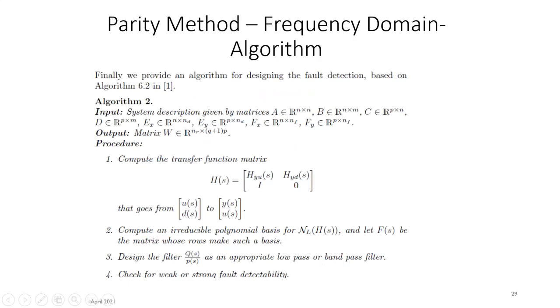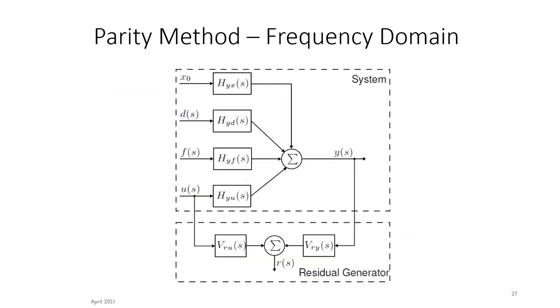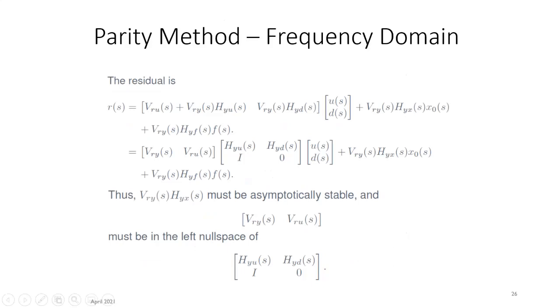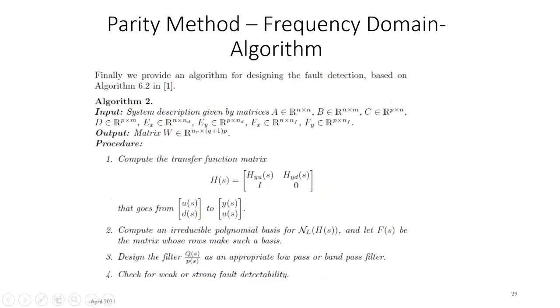So if I want to summarize the algorithm, you need to compute the transfer function, this transfer function, and let's name it H. And what was H? H was basically this matrix that we need to calculate the left null space for, and then try to find the left null space for that matrix and select F of s to be in that null space.